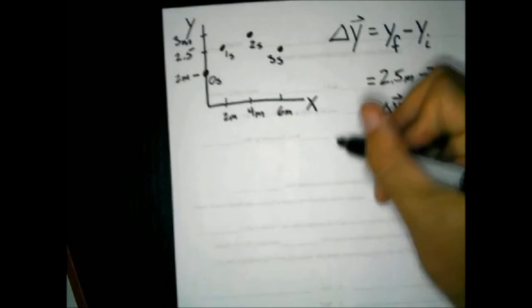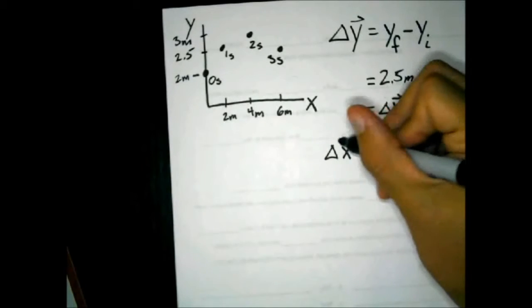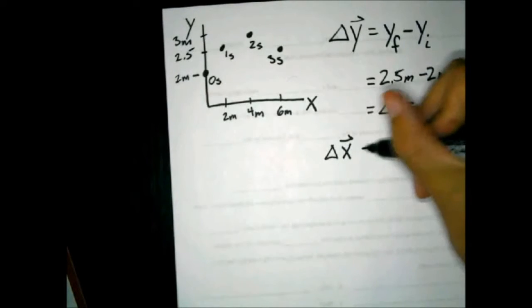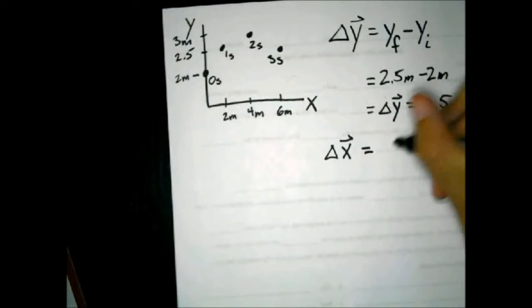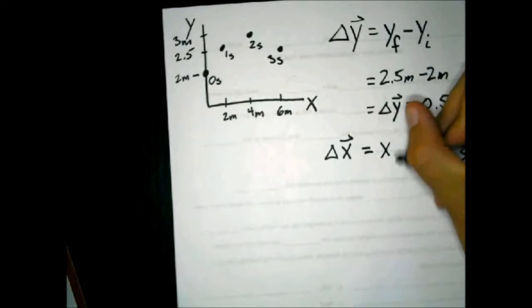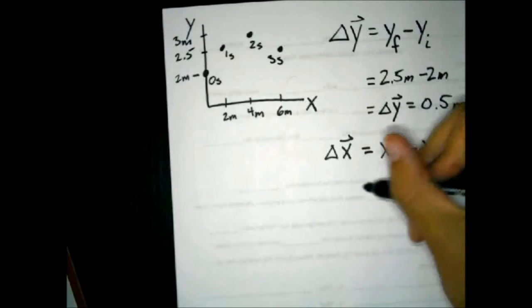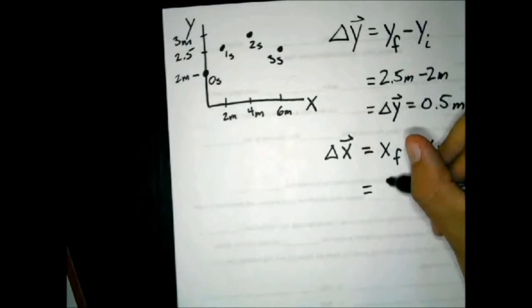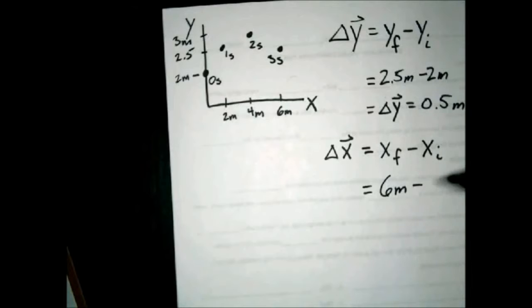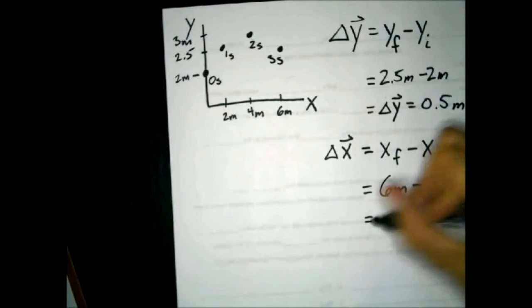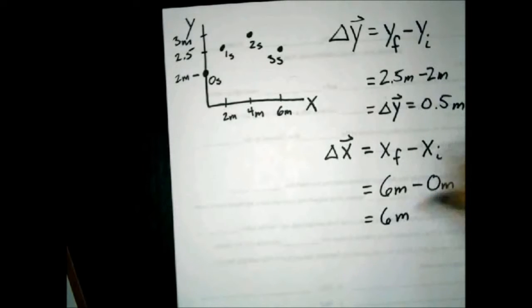Okay, now I'm going to look at horizontal displacement. So again, it's final minus initial. So I have 6 meters minus 0 meters. I'm going to find that it moved 6 meters to the right.